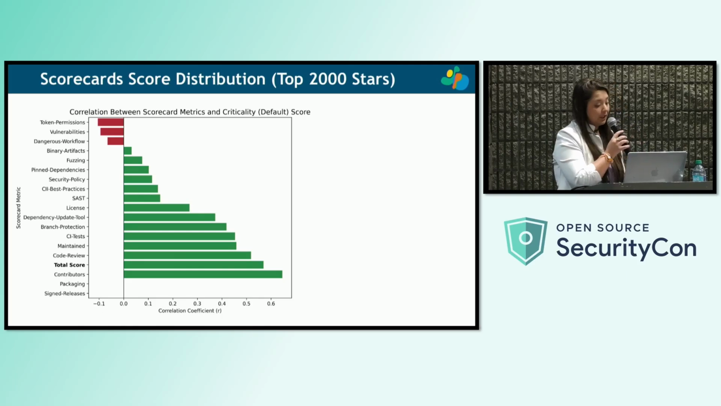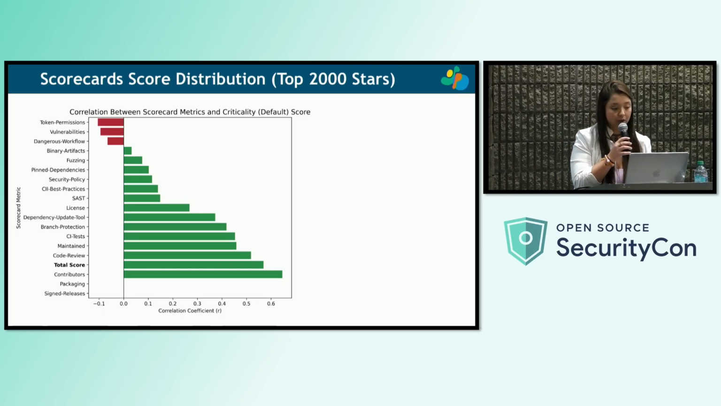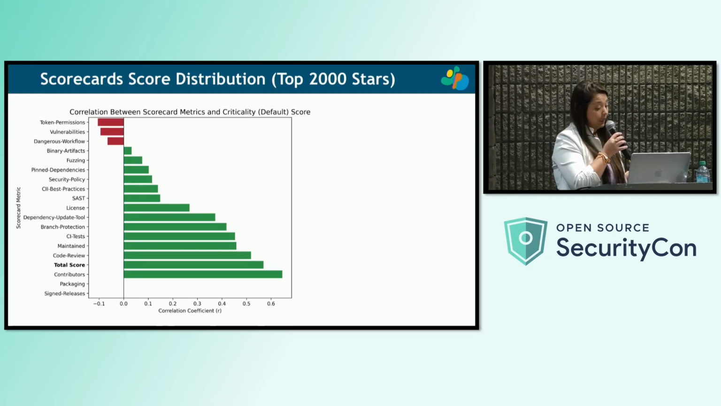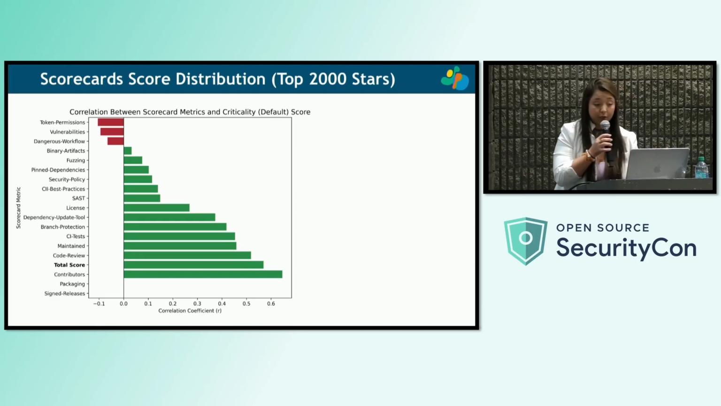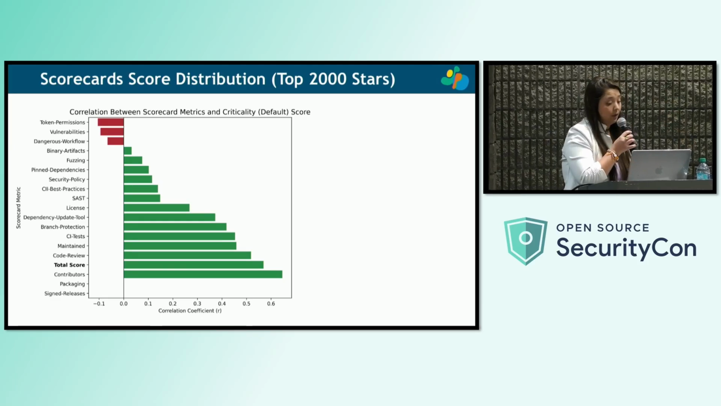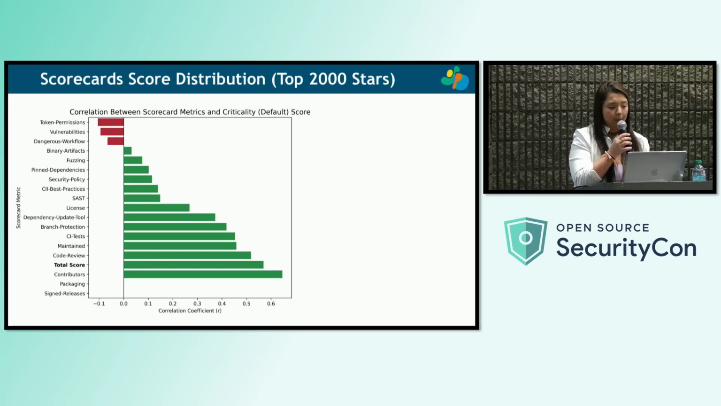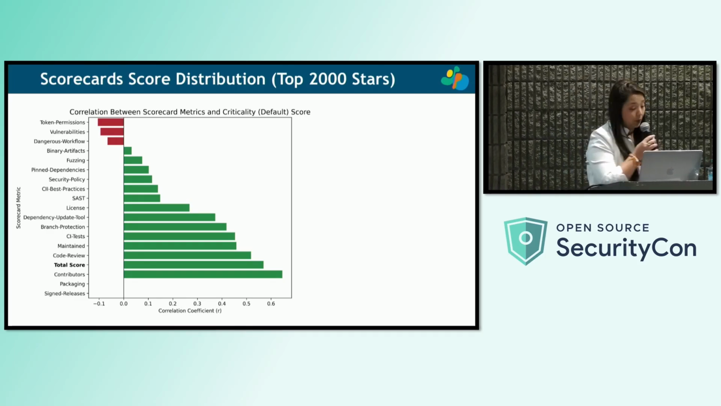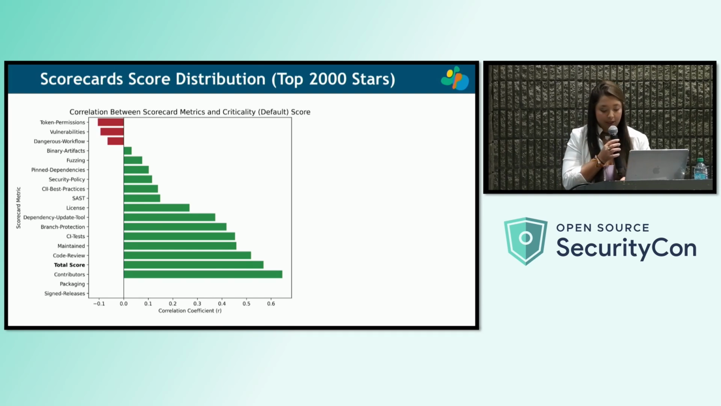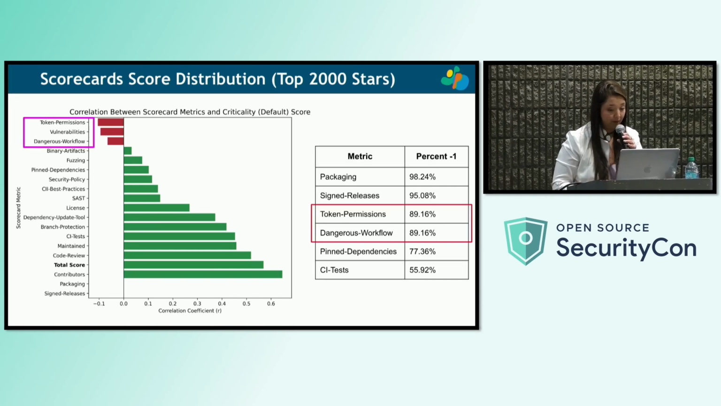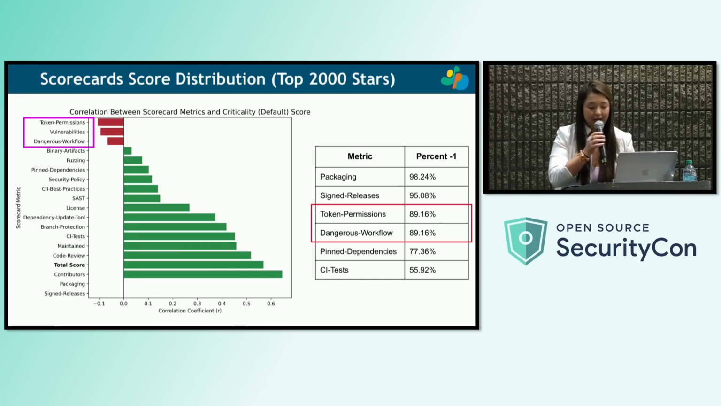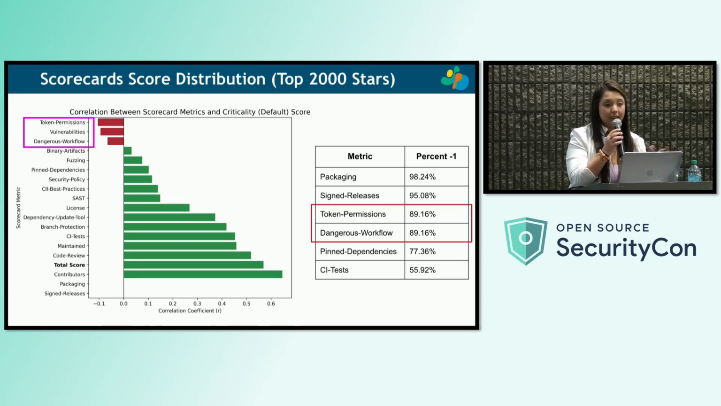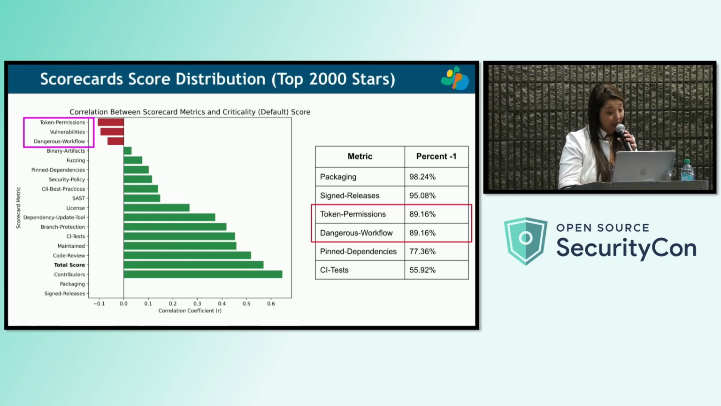If we look specifically at the amount of correlation between the scorecards metric and the criticality score, we see that most of them are positively correlated, with, for example, contributors being the highest metric correlated with the criticality score. But then there's a couple of them that have negative correlations. It's not very low, though. It's less than 0.1, but it's still negatively correlated. But do you remember this? Most of these top metrics here actually have a lot of projects that don't even have these metrics computed. So this doesn't tell us that much about these particular metrics.